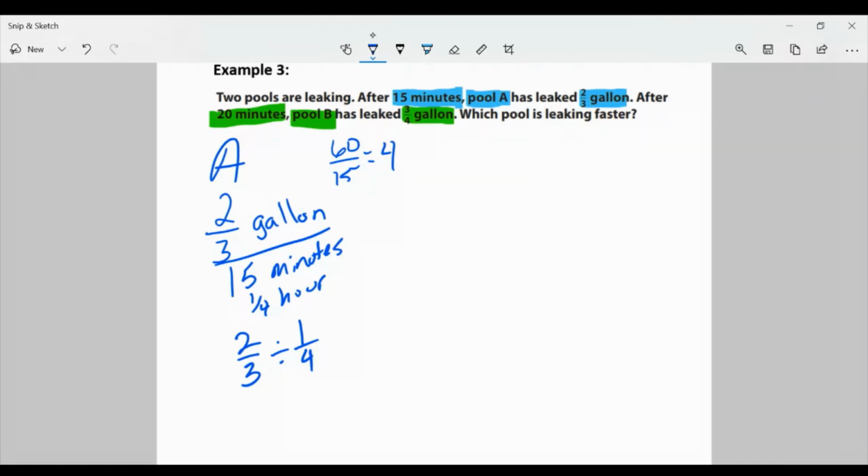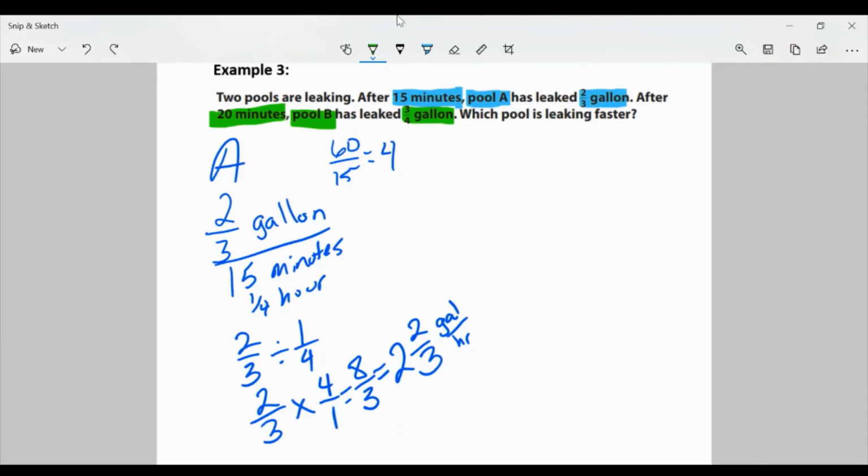Obviously, we got to multiply by the reciprocal, right? So I'm going to flip 1/4 and make it 4/1. When I multiply this, I'm going to get 8 for my numerator and 3 for my denominator. 3 goes into 8 2 times, which 2 times 3 is 6, and 8 minus 6 is 2. So we have 2 left over out of 3. Okay, so I know this one is leaking 2 2/3 gallons per hour.